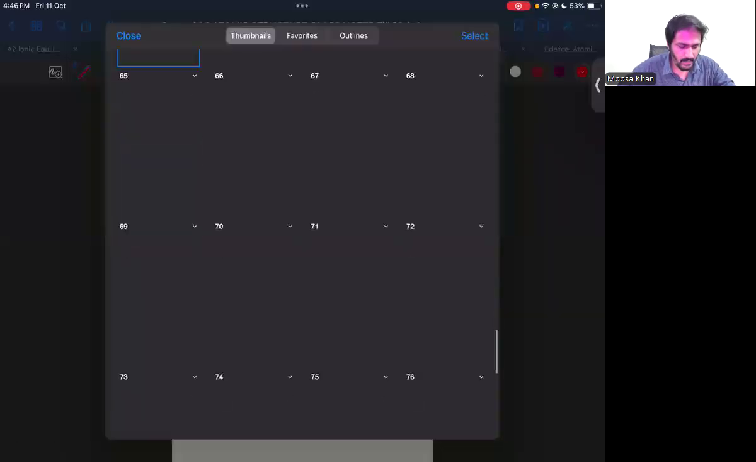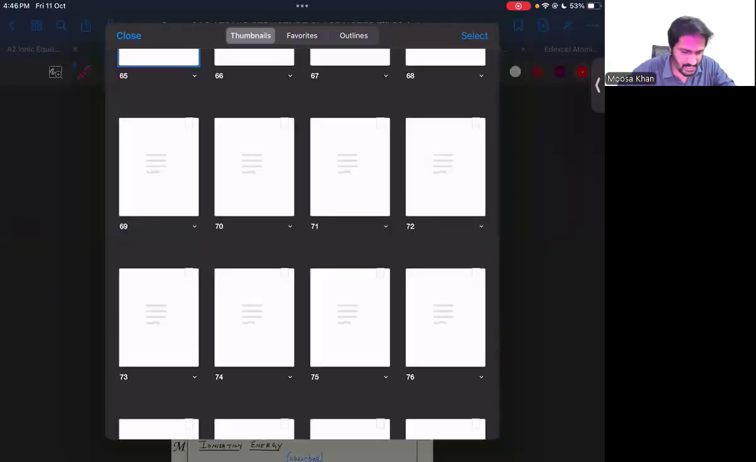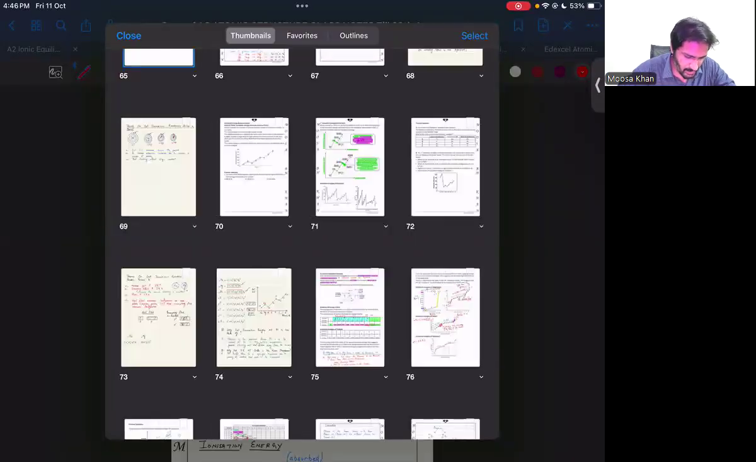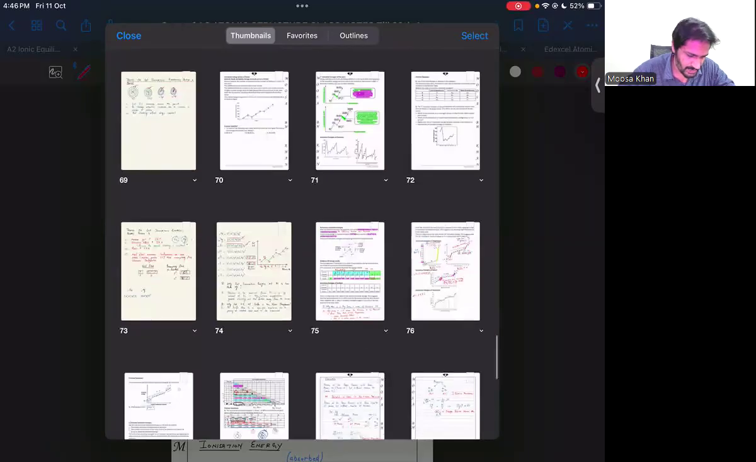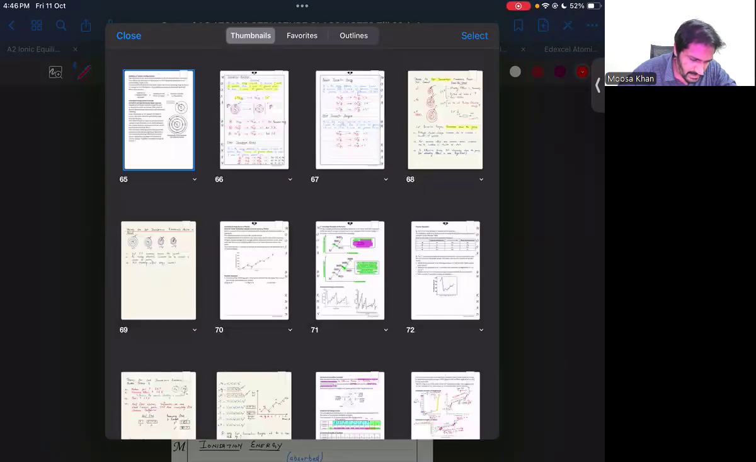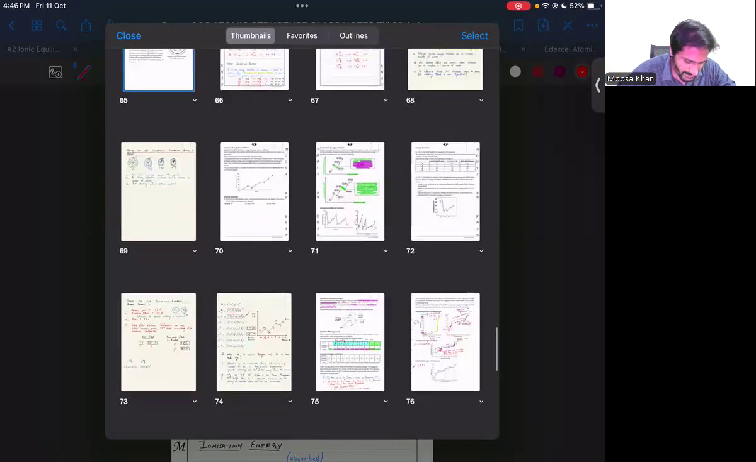Okay. Now, if you compare the third ionization energy of magnesium with its second ionization energy, which do you think would be greater? Obviously, the third ionization energy is greater than the second ionization energy.